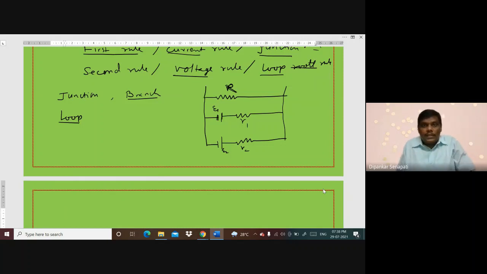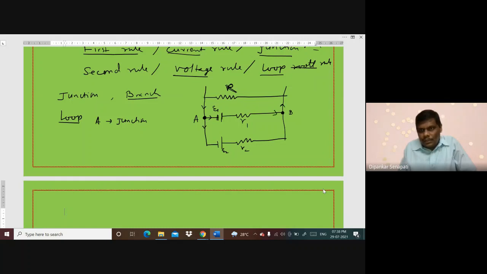Now, what is a junction? You see, this is the point A. Here you see three lines are being connected: one, two, and three. Okay, this point A is a junction. Again, you see this is another point where again three lines are connected. B.